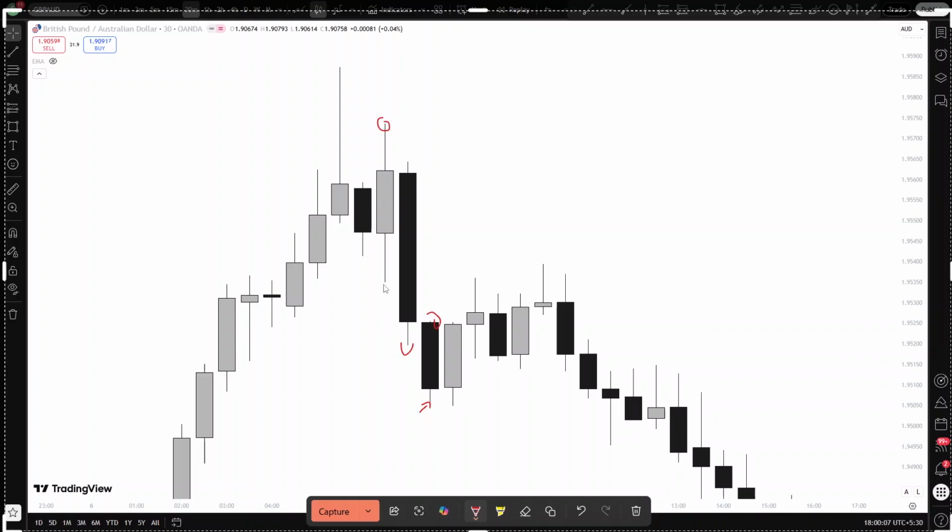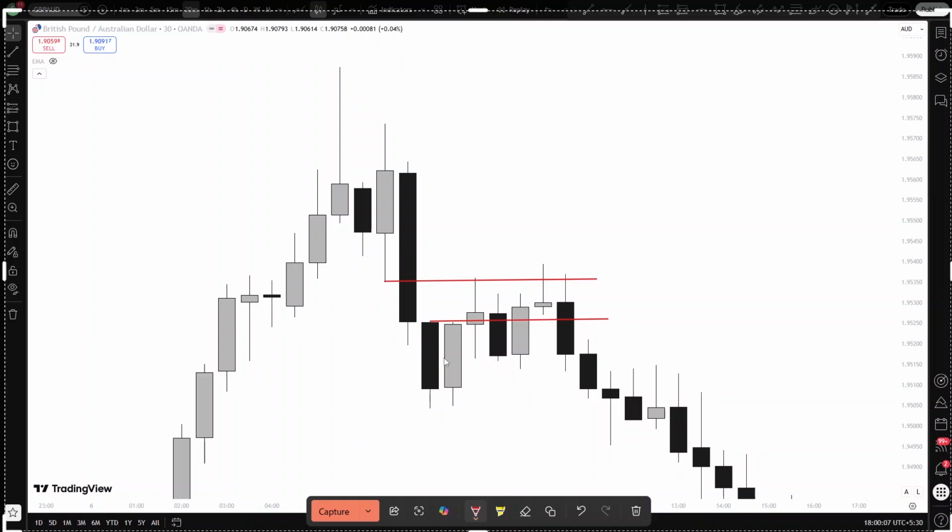So what do we have? The wick of this candlestick and the wick of this candlestick did not meet. Okay, so what do we now know? We now know that we have a fair value gap. So this is where our fair value gap is. This is our fair value gap. So this is how we are going to be finding fair value gap.